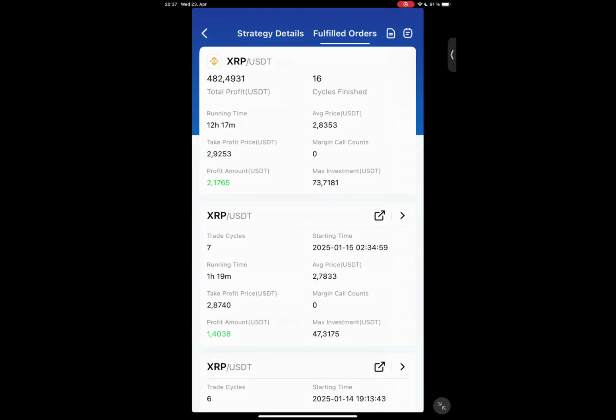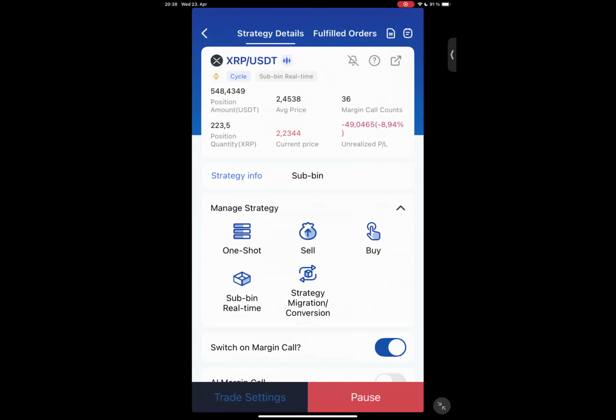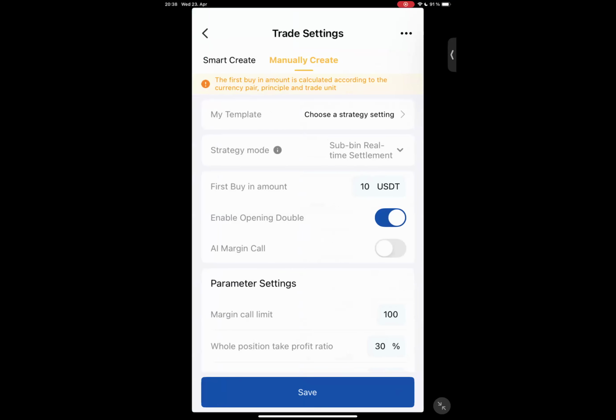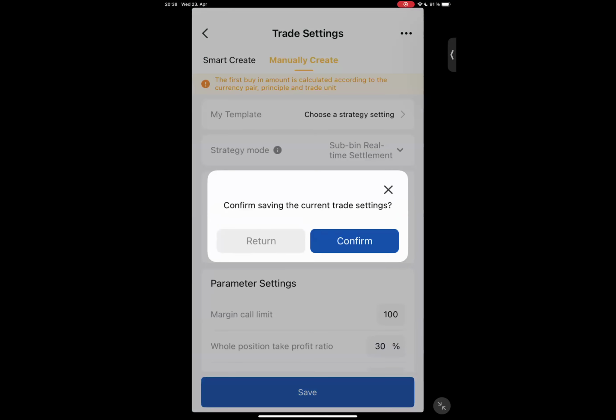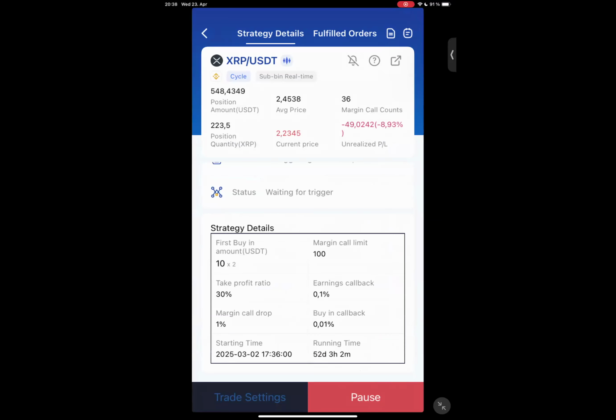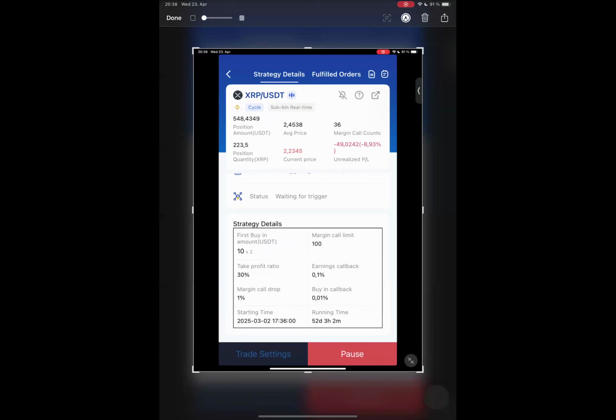Now let's go back. So the strategy details, let's go to trade settings. Okay. If you want to make a change, let's say for instance, you're already in the trade. Some people are scared to adjust their trade settings if they are in the trade. They think, hey, as they've set it for me, I cannot do anything. Once I do, everything will spoil. No, if you're in the trade, you can still adjust the trade settings, okay?